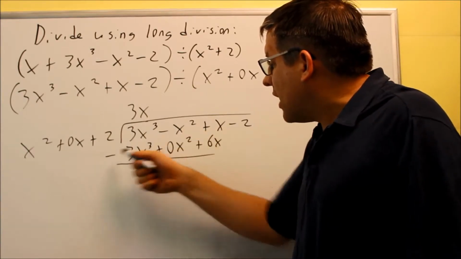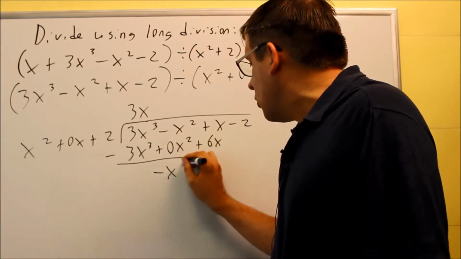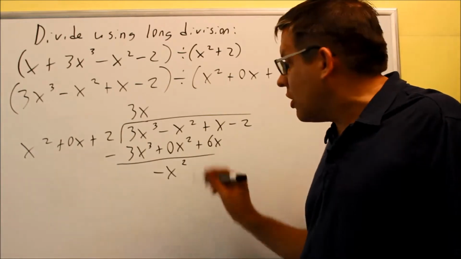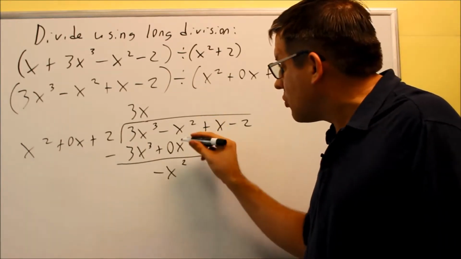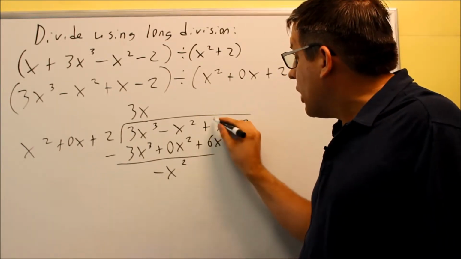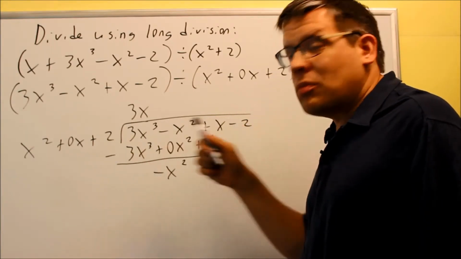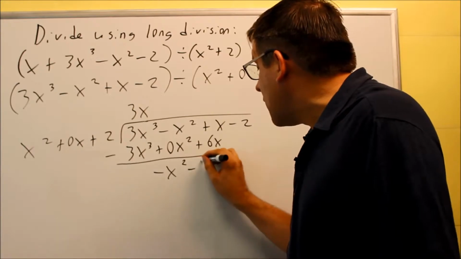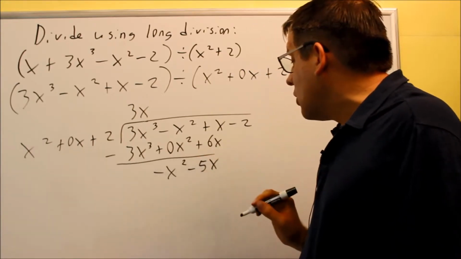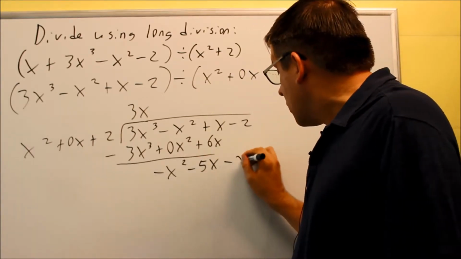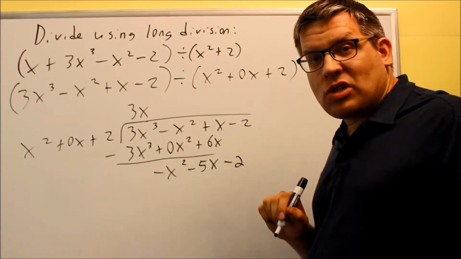Negative x squared minus nothing will give you negative x squared. You end up with the same thing you started with. You're not subtracting anything from it. Then we have a 1x, subtract 6x. So 1 minus 6 will give you minus 5x. We're going to bring down the next number. And now we'll repeat the step over again.